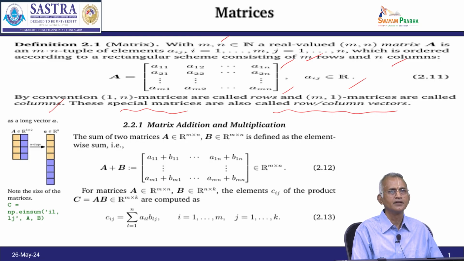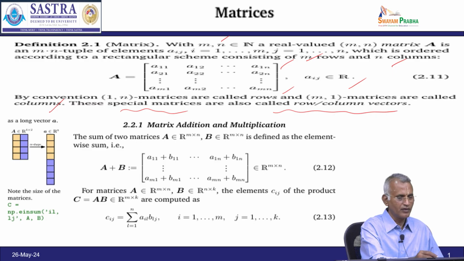So, matrix addition and multiplication, let us discuss. Now we can represent this in terms of the vector. A belongs to R power 4 cross 2, meaning 4 rows and 2 columns. So 1, 2, 3, 4, 4 rows and 2 columns. Similarly, A in R power n means 1 column, and then we can represent it like this.